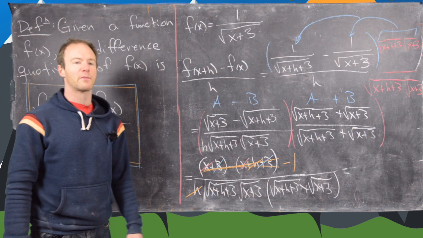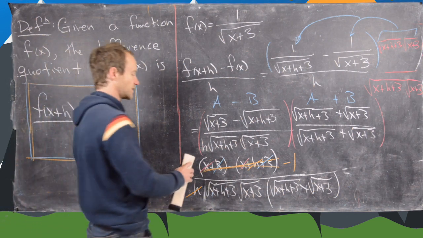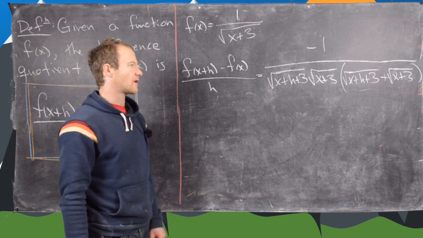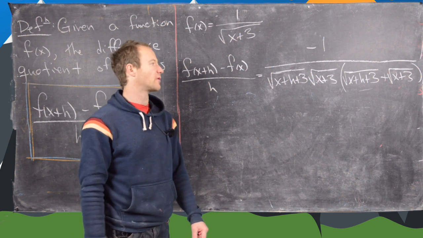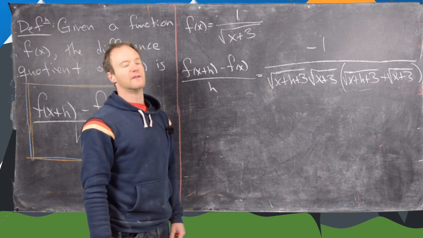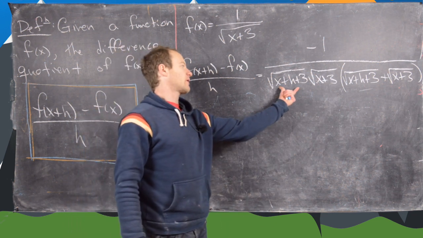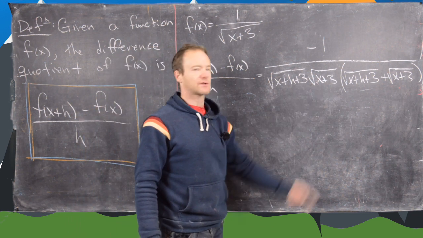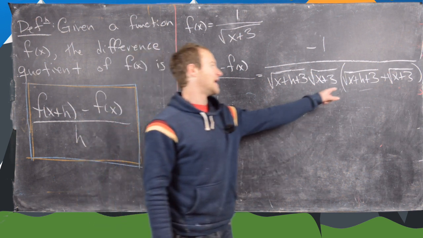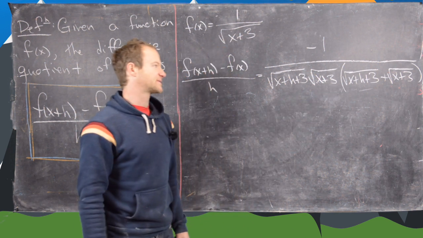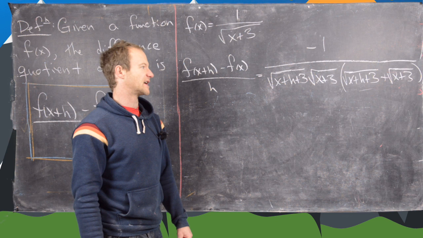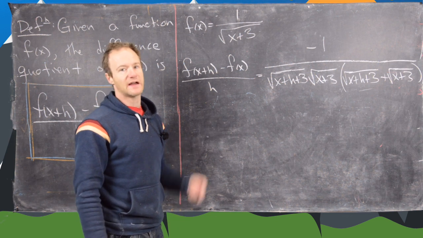So now I'll clean up the board and write the final answer. Okay, so on the last board we did all our simplification, but there wasn't really room to write the final answer. So now I've written the final answer. So we get negative 1 in the numerator, then the square root of x plus h plus 3 times the square root of x plus 3 times the sum of the square root of x plus h plus 3 plus the square root of x plus 3. And that's the final answer.